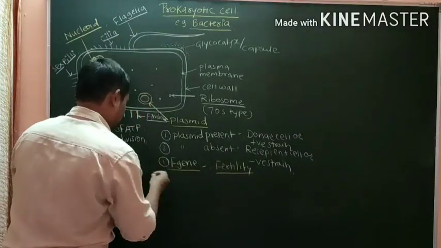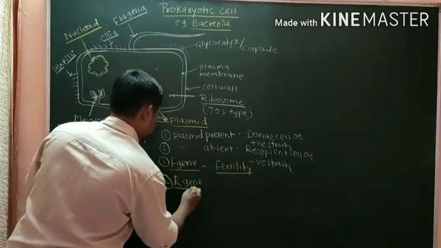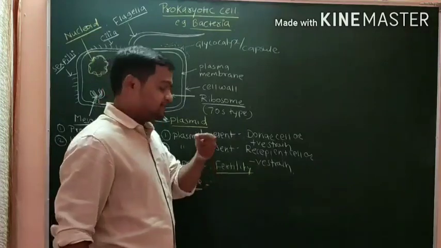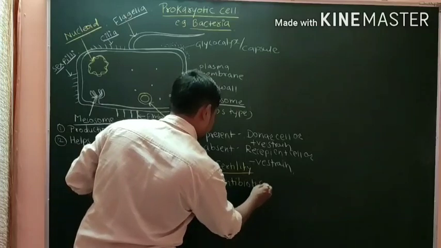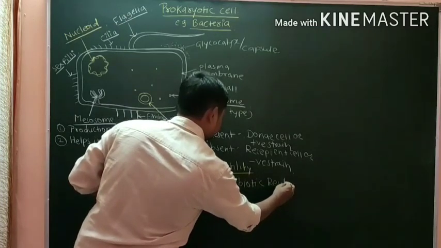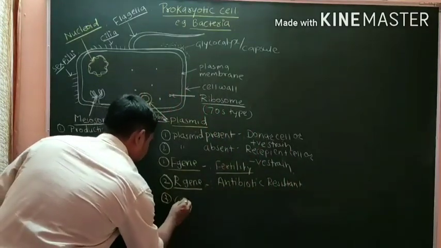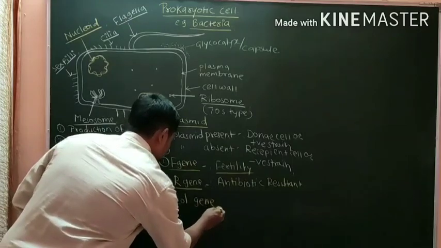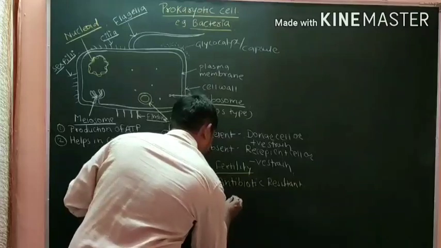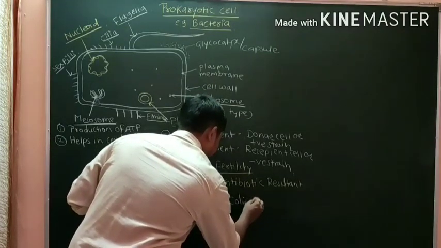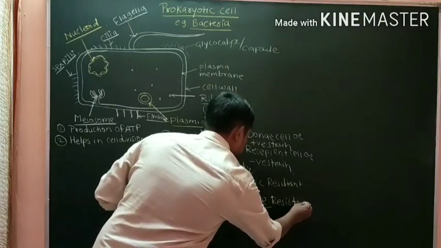The second gene is the R gene, which is the resistance gene, resistant to specific antibiotics, meaning the antibiotic resistance gene. The third gene is the Col gene. This Col gene is the resistance gene against the toxin colicin.